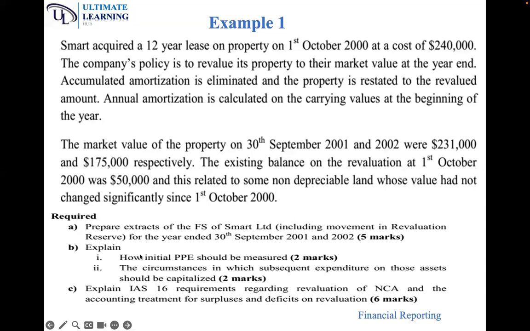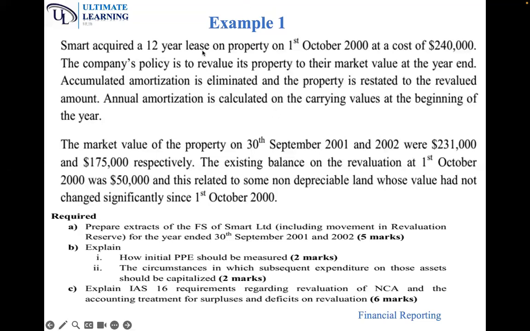B, explain how initial PPE should be measured. This is theory, you can now read on it. How should initial PPE be measured? Can somebody answer me in the chat? Explain how initial PPE should be measured. What did we say? I'm waiting for a response in the chat. PPE should initially be measured at, chat please.